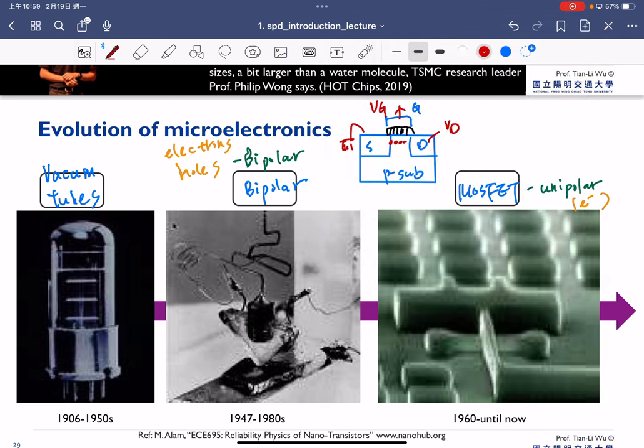This is not related to the semiconductor physics. This is just high school physics. You apply the positive bias on one side, and for sure you will start to attract electrons from some other wires to move to the positive voltage, right? So I think that's high school physics.